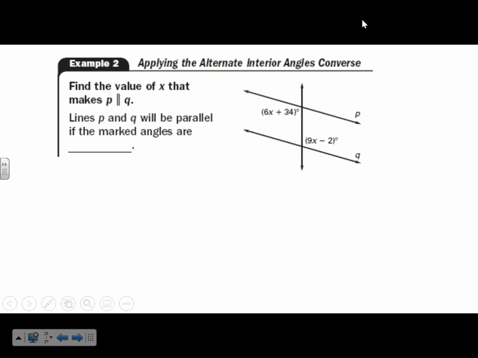So if we use what we just talked about, we can do some problems that are a little bit more complicated. What's the value of x that makes P parallel to Q? Well, again, lines P and Q have to be parallel if the marked angles are congruent. So if they're congruent, that means we set them equal to each other. Congruent means they're equal measures. And we solve this. Now it's just an algebra problem.